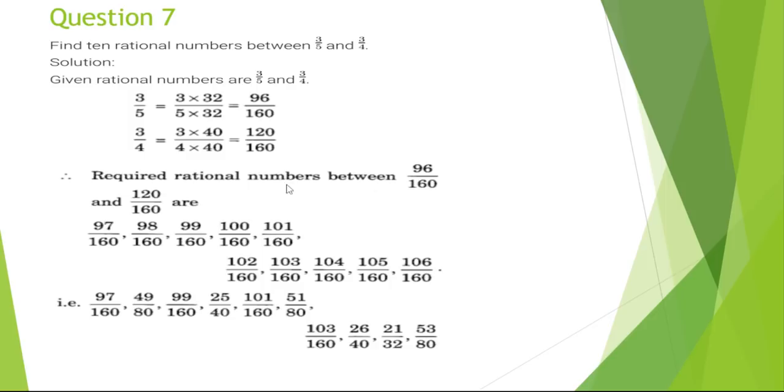Now, in question number 7, you need to find 10 rational numbers between 3 by 5 and 3 by 4. Okay, 3 by 5 and 3 by 4 are made into rational numbers with common denominators, which are 96 upon 160 and 120 upon 160, and then you can easily enumerate any 10 of them.